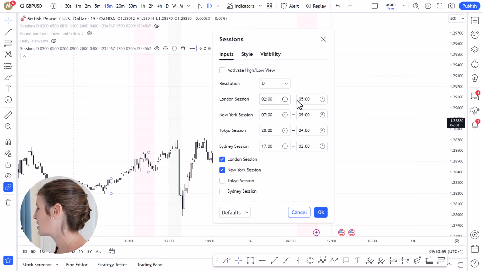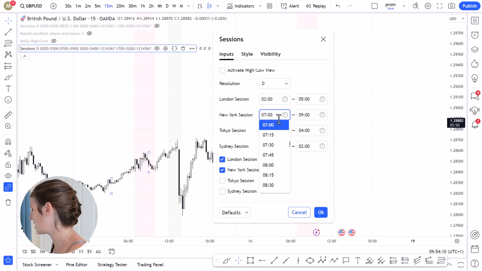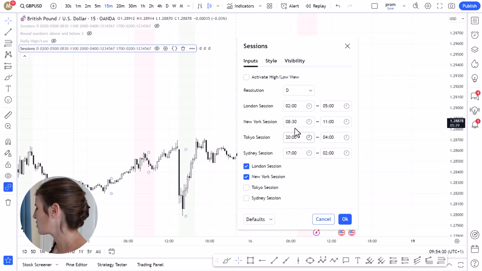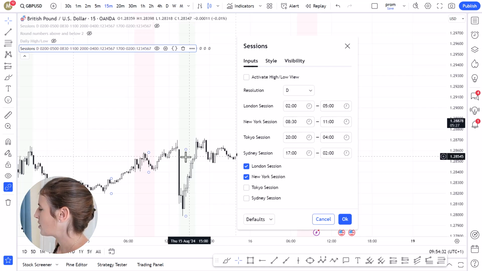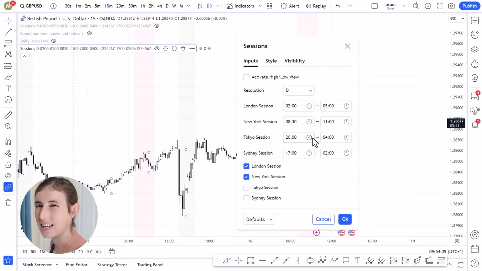But the London session here, 2 till 5, which for me on my chart works out at 7 till 10. And then the New York session, 7 till 9, will kick in here. In fact, I'm going to change that because I like this to be the New York timings. So I've just edited that to 8:30 till 11, which works out at 1:30 in the afternoon till about 4. They're the timings I like to use for London and New York.